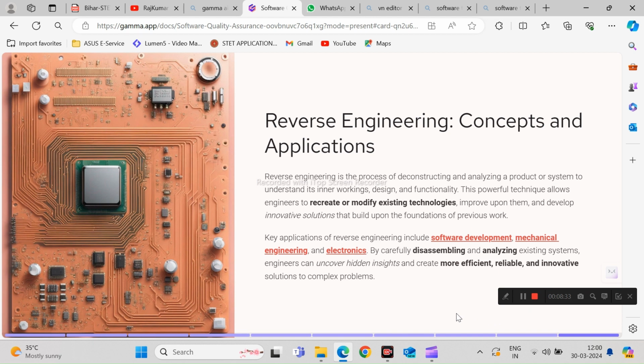By carefully disassembling and analyzing existing systems, engineers can uncover hidden insights and create more efficient, reliable, and innovative solutions to complex problems.